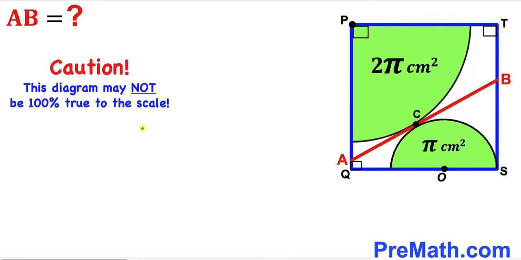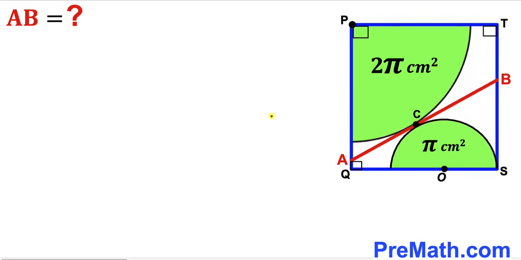And please keep in mind that this figure may not be 100% true to the scale. Let's go ahead and get started, and we are going to label the radius of this quarter circle as uppercase R, whereas the radius of this semicircle as lowercase r. And now our task is to find the value of uppercase R and the lowercase r as well.